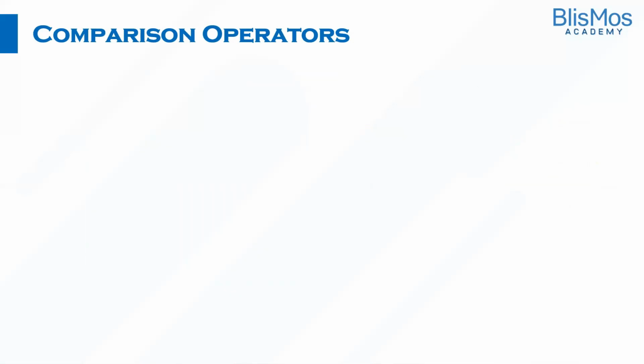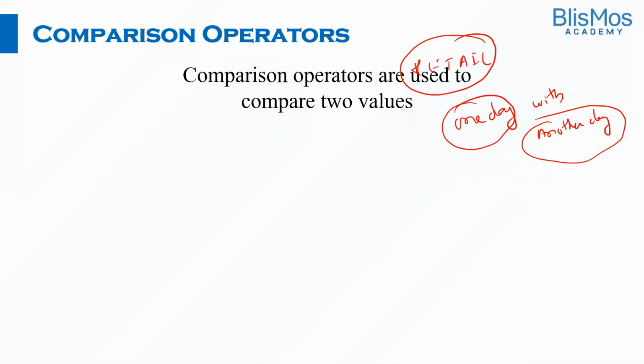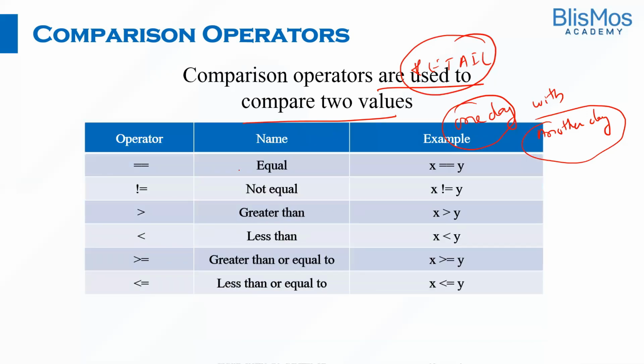When you're working as a part of any IT project, we need to have a comparison between different values. For example, in a retail project, we may have to compare the sales of one day with another day. Like this, there will be a number of opportunities for comparison between values, variables, and many aspects. That is where comparison operators come into picture. Comparison operators are used to compare two values. It is as simple as that. What are the comparison operators? We have equal.